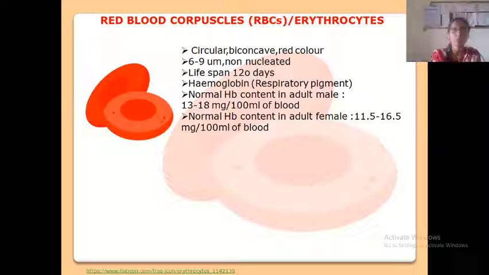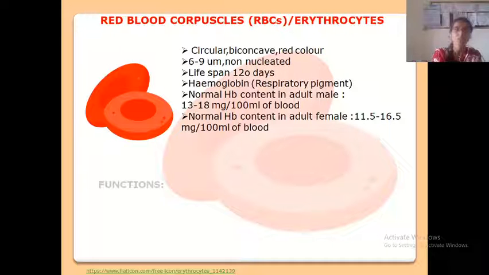In the adult male, the hemoglobin content ranges from approximately 13 to 18 milligrams per 100 ml of blood. At the same time, the normal Hb count of an adult female ranges between 11.5 to 16.5. If the hemoglobin content of a female decreases below this range, then that female will definitely suffer from an anemic condition.